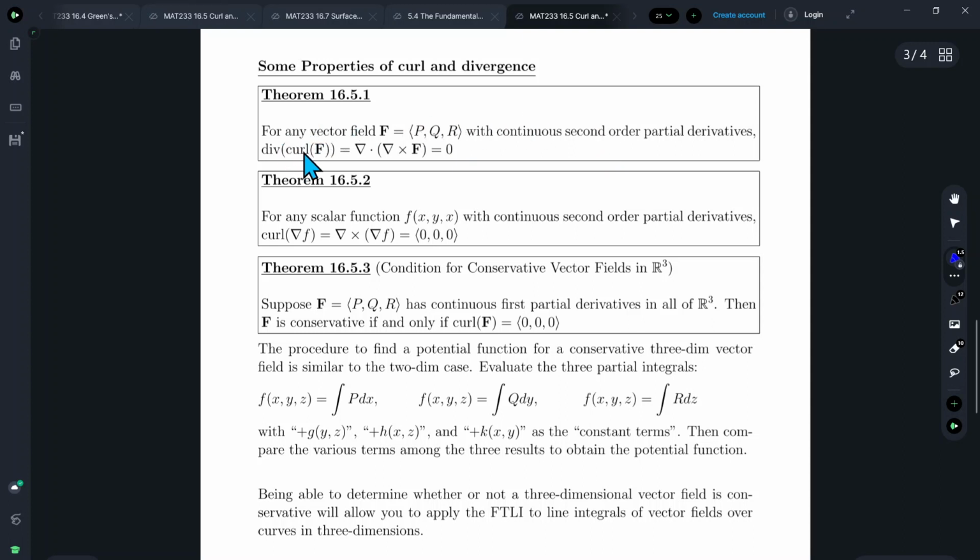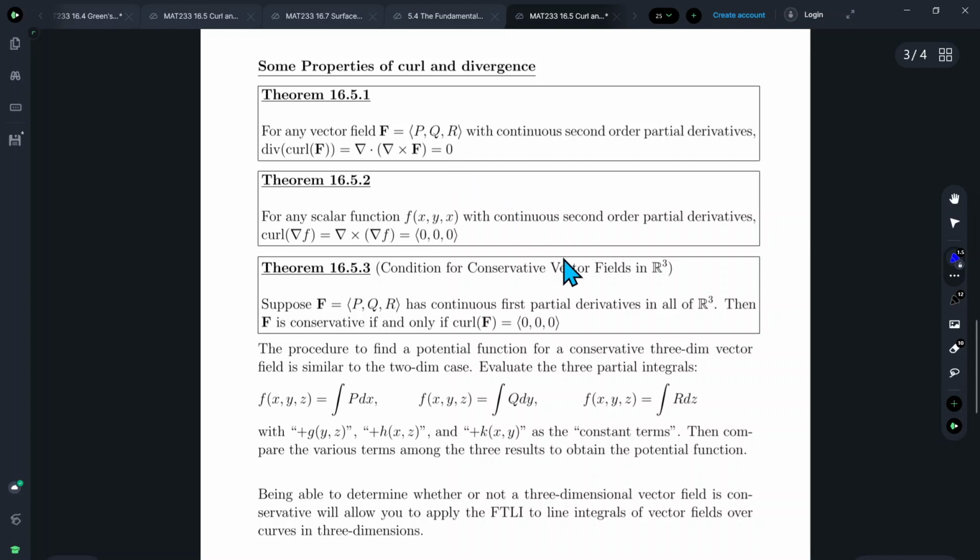So if you first calculate the curl of a vector field and then calculate the divergence of that result, then this is always equal to 0, right? So in this notation, you calculate inside out. So the curl is calculated first and then the divergence. And no matter what the vector field is, as long as the second order partial derivatives are continuous, this is always equal to 0.